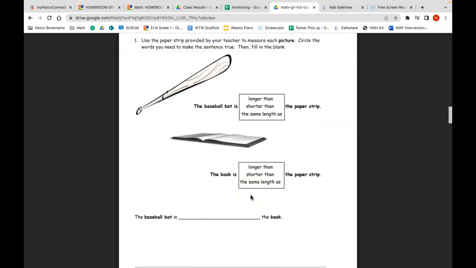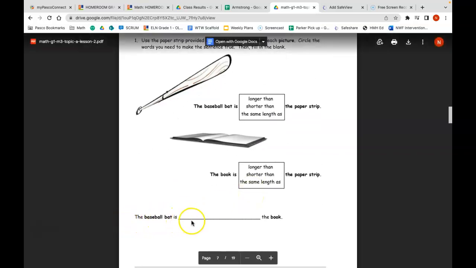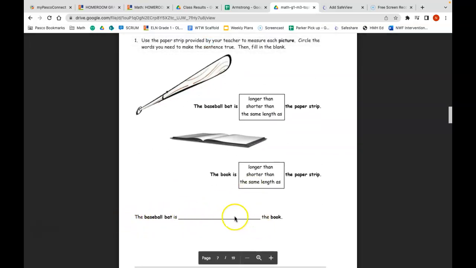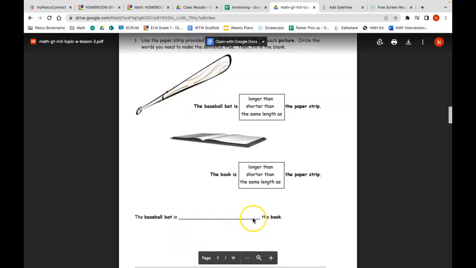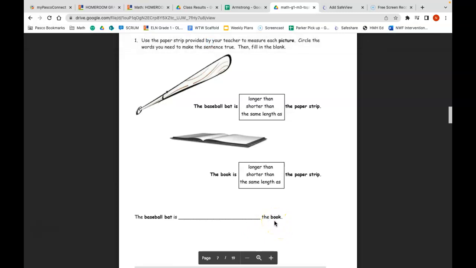Okay, so once you do that, then you're going to answer, the baseball bat is blank the book. Is the baseball bat longer than, shorter than, or the same length as the book? Okay, remember we're comparing our items.